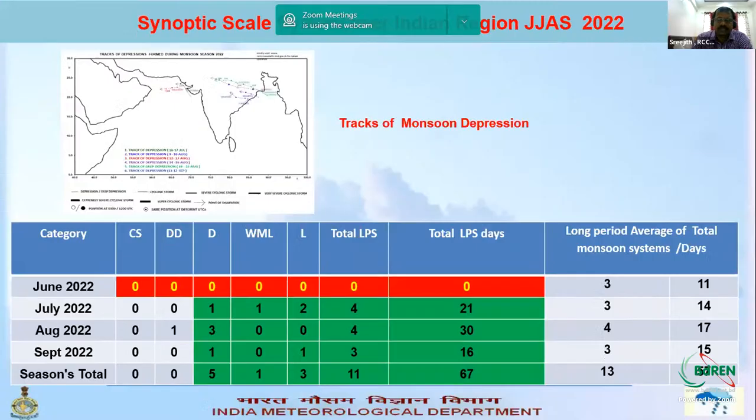And now we can look at what synoptic scale systems formed during the monsoon season. The top panel is showing the tracks of monsoon depressions. There were many monsoon depressions formed this year. The season's total is 5 depressions, 1 well marked low pressure, and 3 low pressures. In total there were 11 low pressure systems formed during the season, and the number of low pressure system days is 67. It means on most of the days some low pressure system was present over the Indian region.